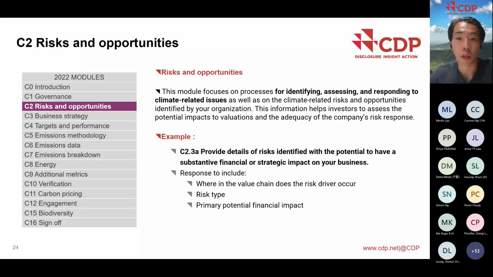The second module is risks and opportunities, which looks at whether your organization has a process for identifying, assessing, and responding to climate-related risks and opportunities, and the type of risk you have identified. For example, technology, market, regulatory, physical risk, etc. And if you have identified risks and opportunities that have the potential to bring significant financial or strategic impact on your business, you will need to quantify the impact in monetary terms as well.